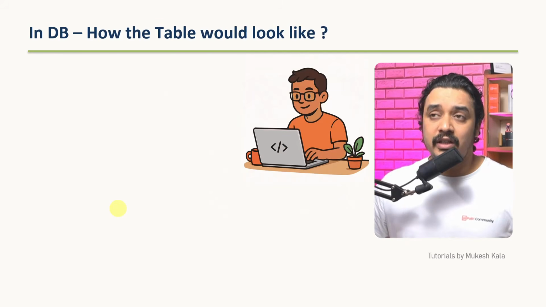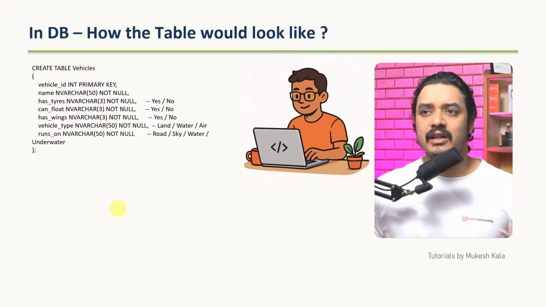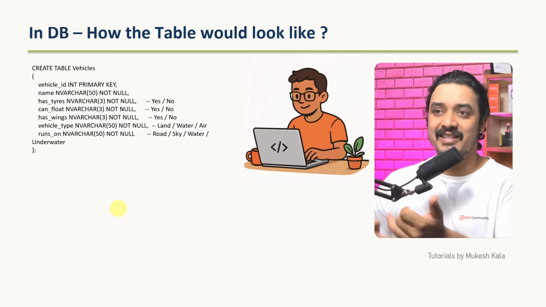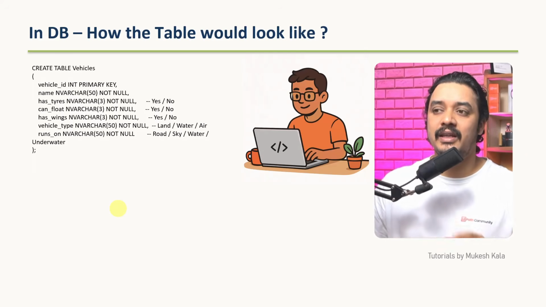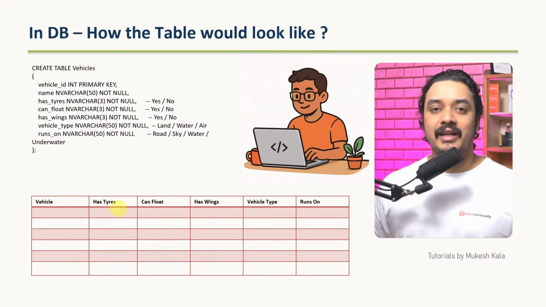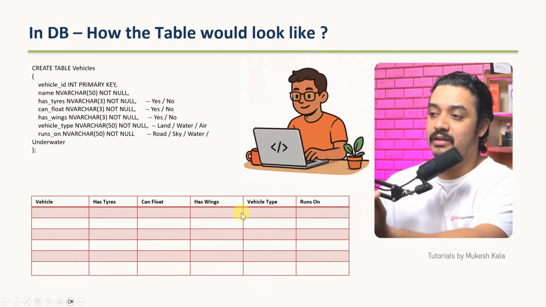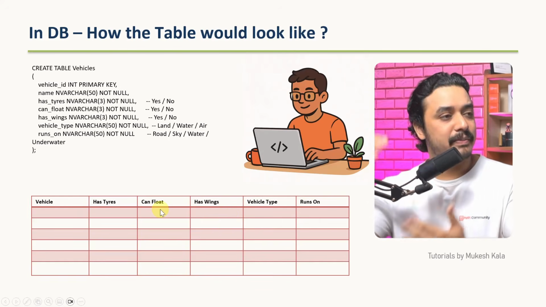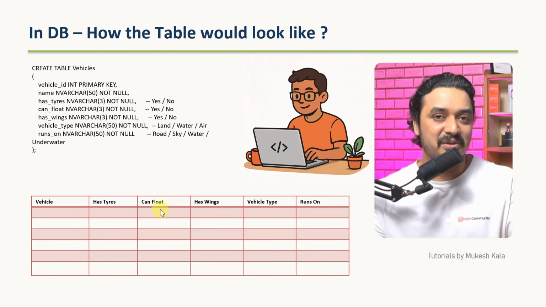In the database, the table will look like this. The developer will say, okay, create table vehicles, where the vehicle ID is the primary key, and put all of these details. And boom, it has created a table. Vehicles have tires, can float, have wings, have vehicle types, and run on different surfaces, depending on the different factors. And this is just a pure example of SQL.